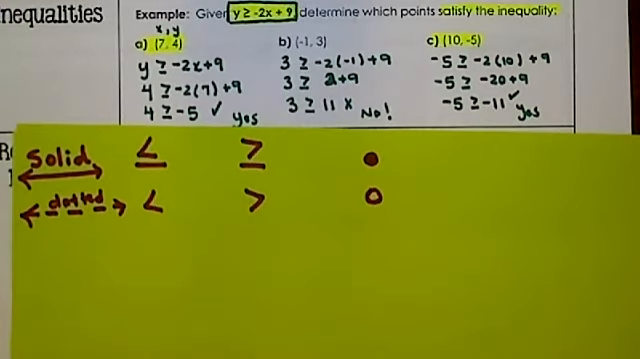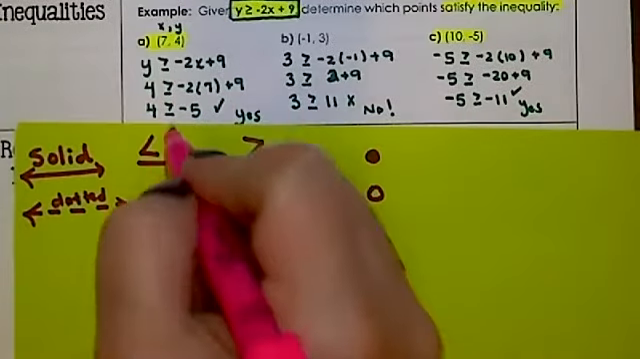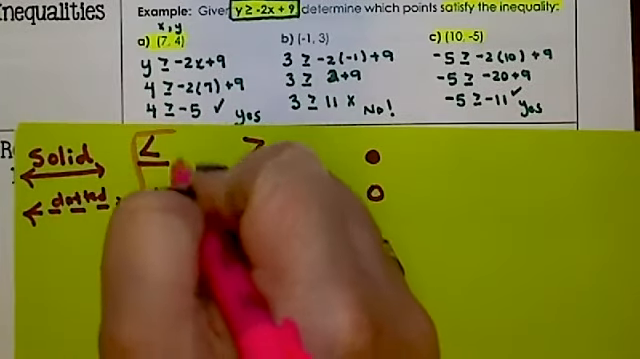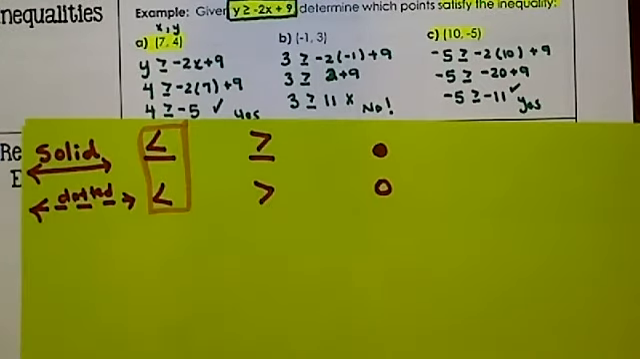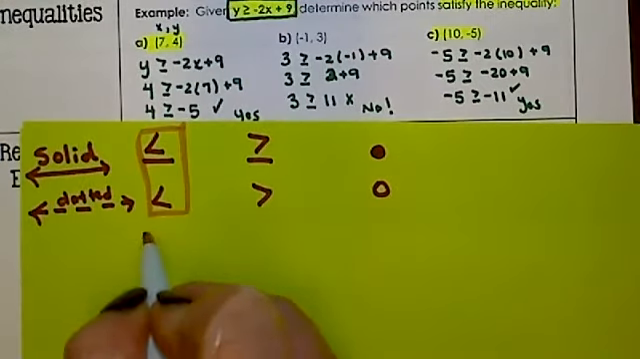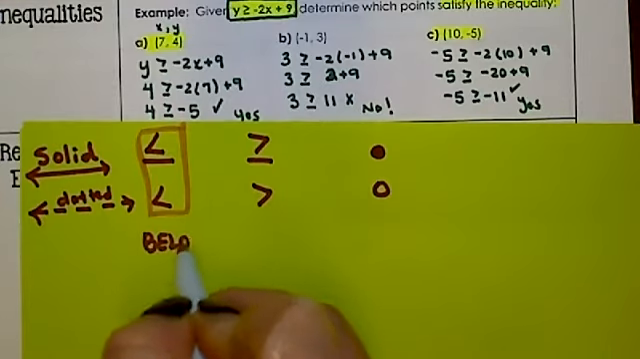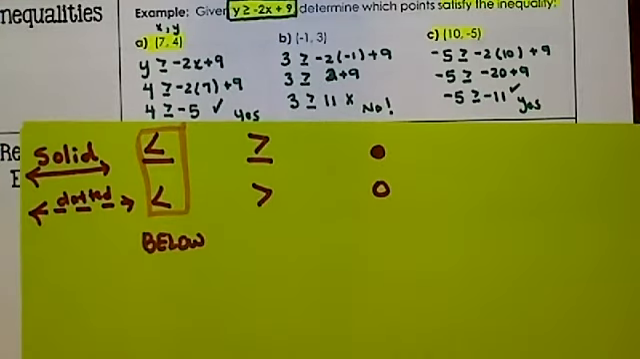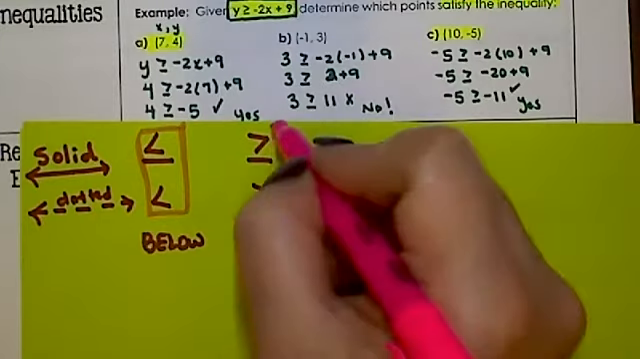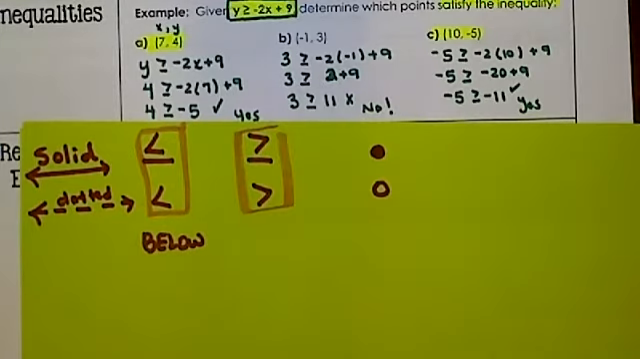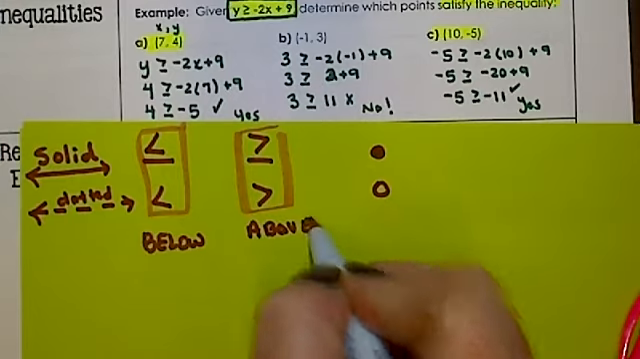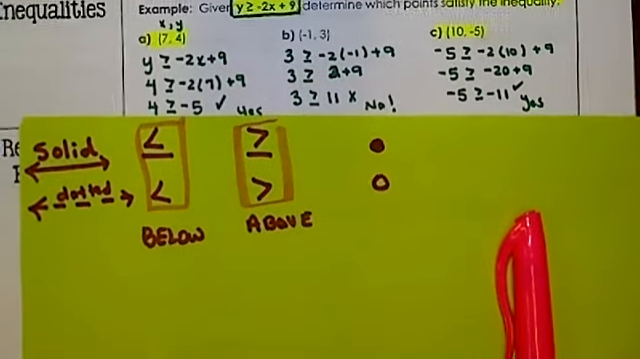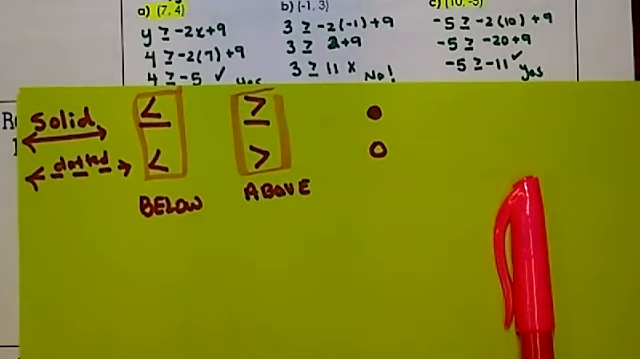Now, when you look at the other portion, you're going to have to shade. So when you think about our temperatures, when they're less than, that means that they're going down. So you would color below that line. When they're greater than, you would color above that line. Now there's going to be a calculator symbol too that you can use on this.